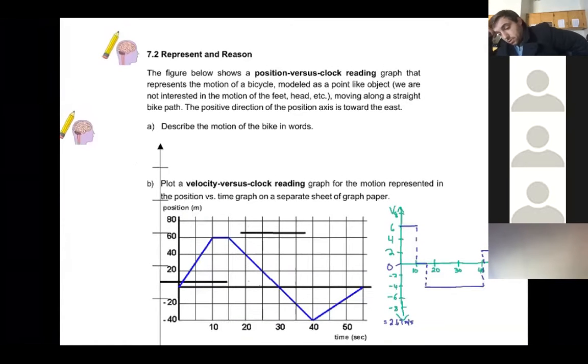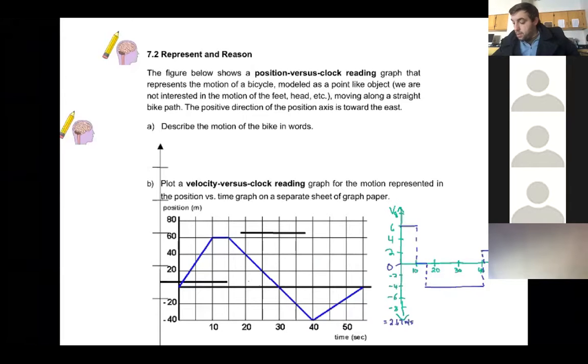7.2, the figure below shows a position versus clock reading graph that represents the motion of the bicycle modeled as a point-like object moving along a straight bike path. The positive direction of the position axis is towards the east.